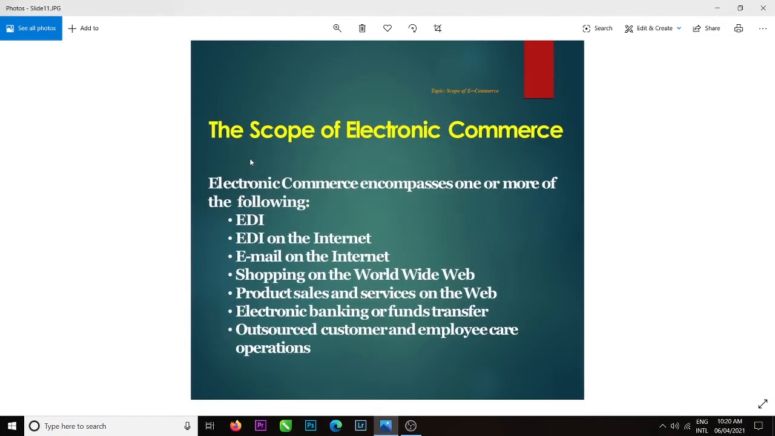Different examples of the scope of electronic commerce are EDI, electronic data interchange, and email, shopping on the www, product sale and service on the internet, electronic banking, e-banking, mobile banking, outsourcing, and HR consultancy. There is no business venue which is not using e-commerce or not using the internet. Many are coming into it. Our education system is presently also through the internet.